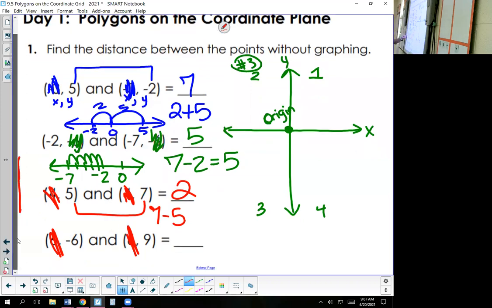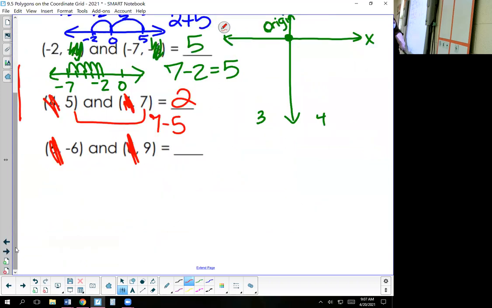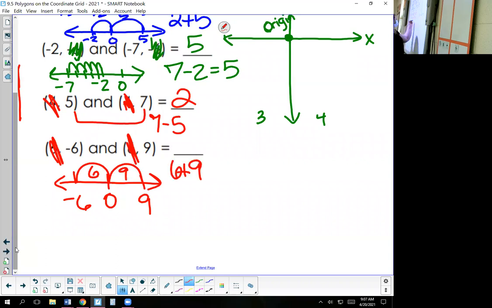So what did we do for the first one? We did what with those two numbers? Cross them out. So how many spaces is between -6 all the way to 9? Is it 3 or 15? Those are the only two it could be. 15, because from here to here is 6 loops. From here to here is 9 loops. So 6 plus 9 is 15.